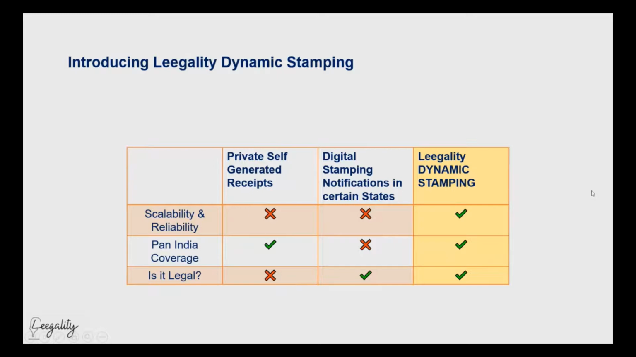There is no third party contingency here, which makes it a far more reliable service than any other solution out there in the market, which typically requires an integration with a third party service provider, typically a government service provider, which, whilst it has its advantages, often suffers from issues of reliability and uptime. So that's where this dynamic stamping feature is far more reliable.